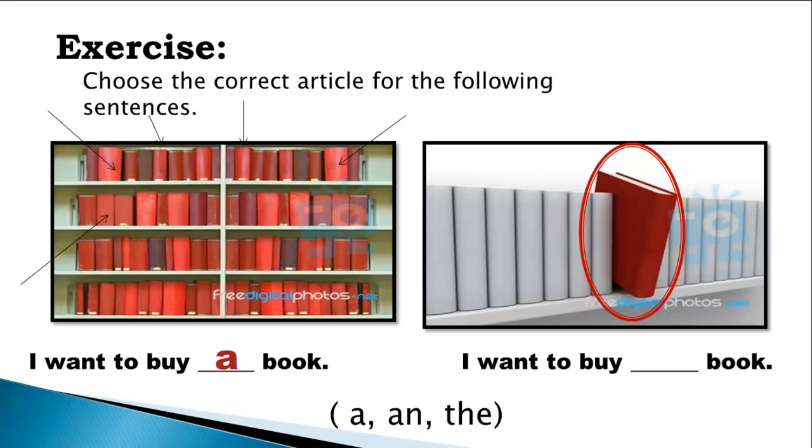In the second picture, the answer is the. Why? Because the picture shows that the speaker only refers to one book in particular, the red book. So it should be: I want to buy the book.